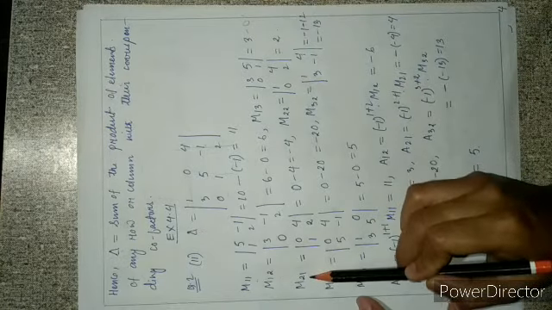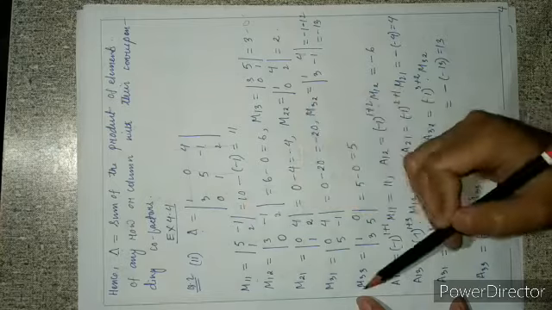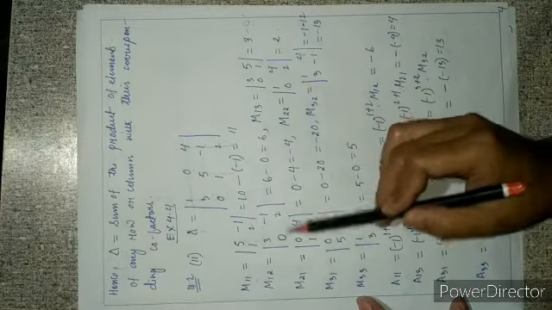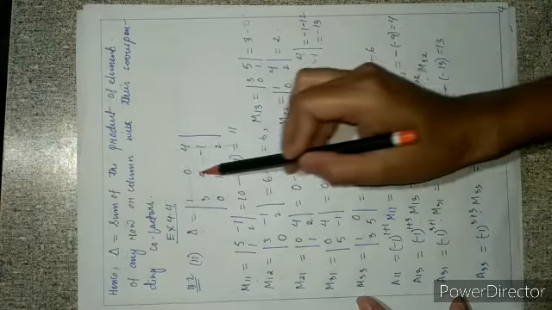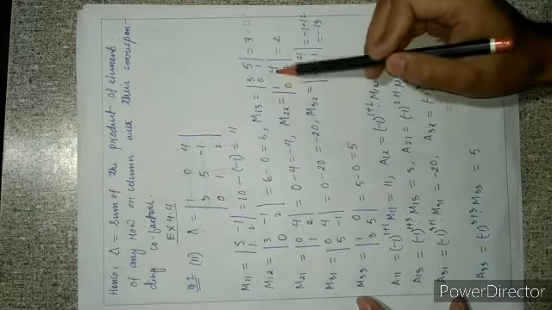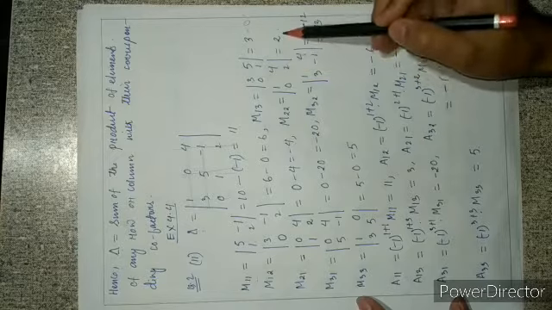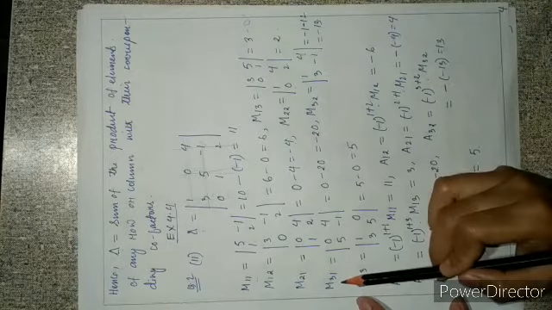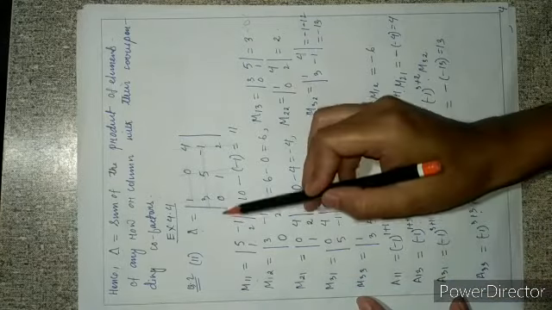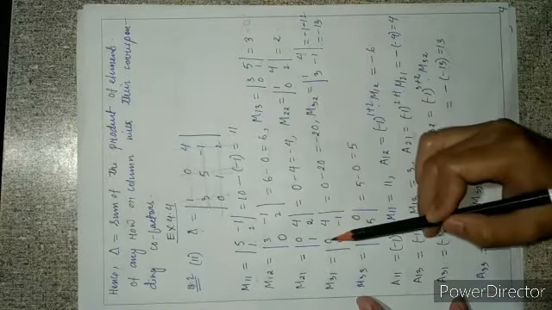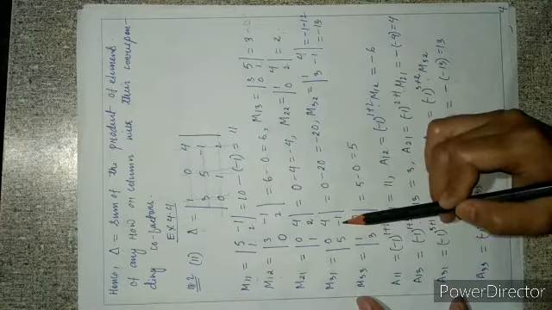Then find minor M21, second row and first column: 0, 4, 1, 2. By expanding we get minus 4, M22. First row and first column, remaining elements are 1, 4, and 0, 2. By expanding we get plus 2. Minor M31, third row and the first column. Third row and the first column remaining elements are 0, 4, and 5 minus 1.